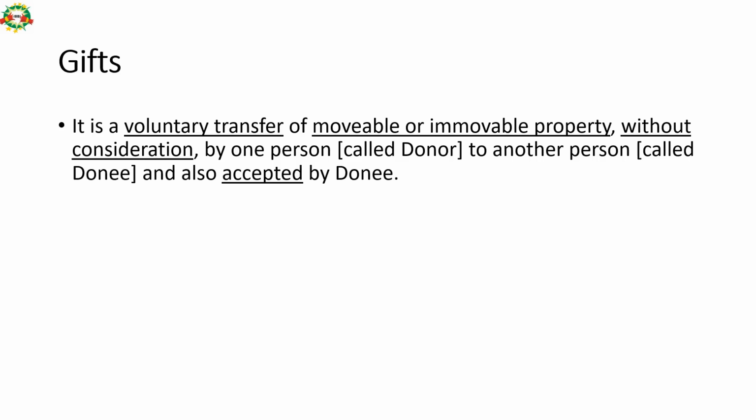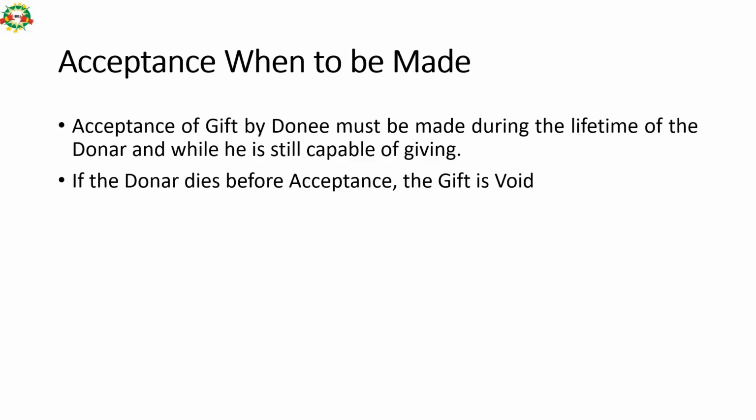Gifts. It is a voluntary transfer of movable and immovable property without consideration by one person who gives the gift, called the donor, to another person who accepts the gift, called the donee, and it is also accepted by the donee. So it is a voluntary transfer. It can be movable or immovable property, and there should not be any consideration, and it should be given by the donor to the donee, and it also should be accepted by the donee. Acceptance should also be there for creating a gift.